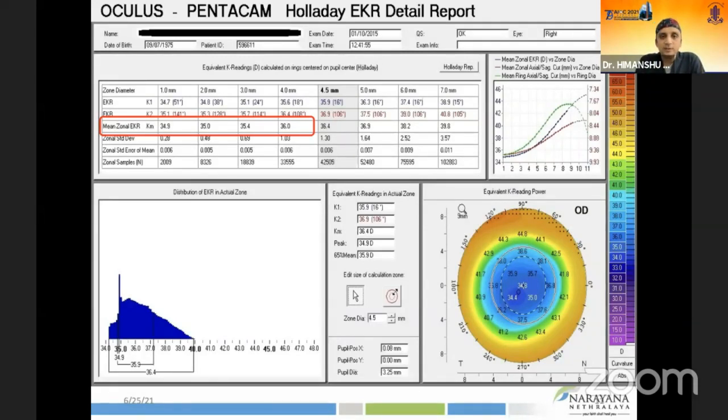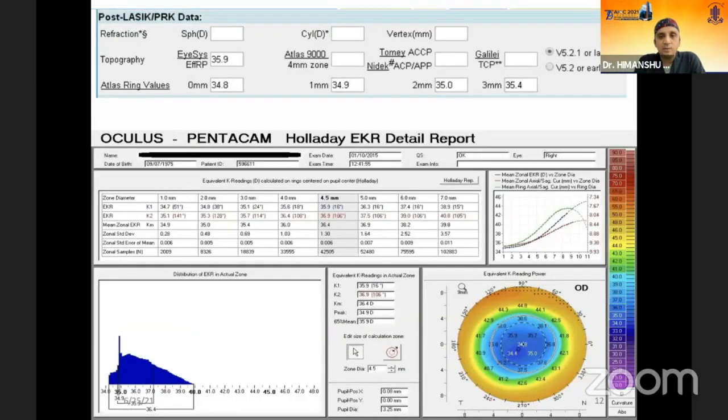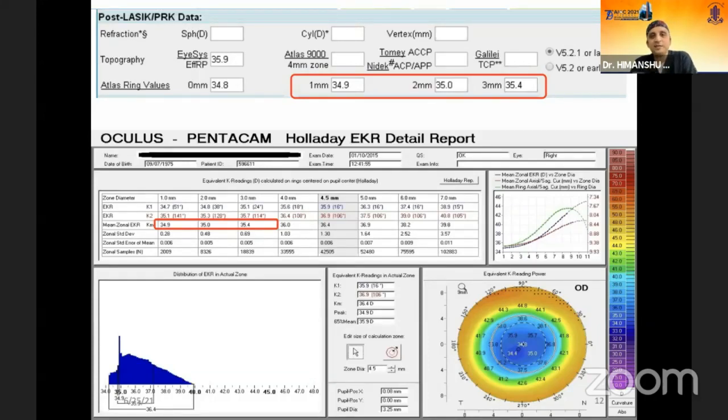So what we can do here is take the reading from the center part as the central K reading. Again, it's the equivalent K reading, which is almost a true corneal power that we measure, and which is normally taken. So let's fill in the data. Now here, instead of Atlas, which is a Placido-based topographer, we take the value from the EKR values of 1 millimeter, 2 millimeter, 3 millimeter. We enter those values there.